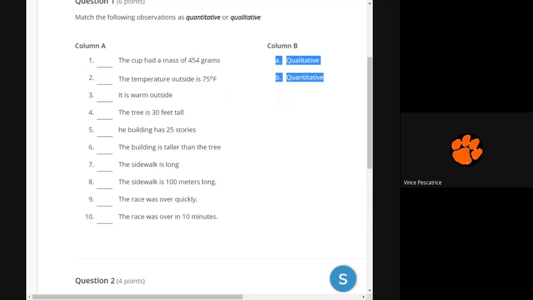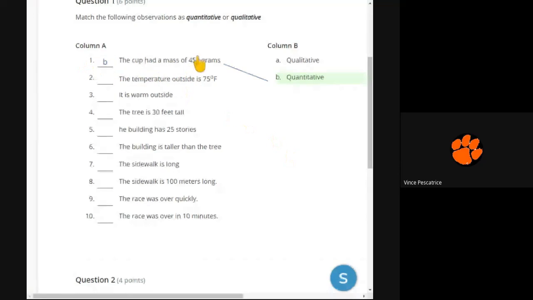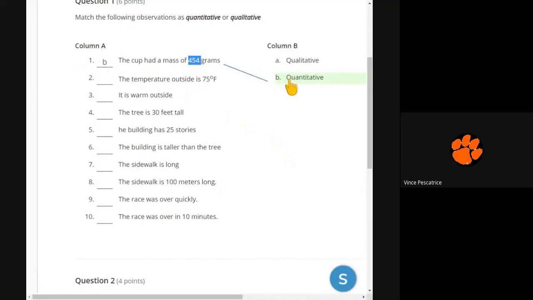All right, so first one, the cup had a mass of 454 grams. 454 grams is a number, all right? And numbers talk about quantities. So that is a quantitative observation. So I'm going to put B here. That might be different for you, but I'm going to put B here because 454 grams is talking about a quantity of grams, and that's a quantitative observation.